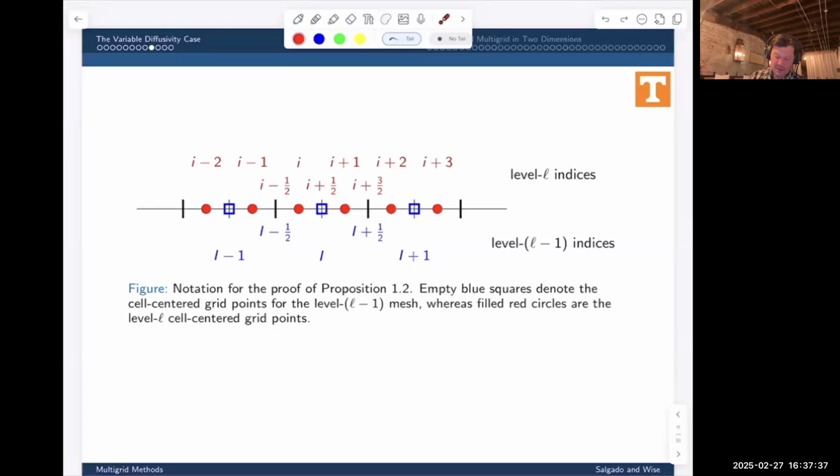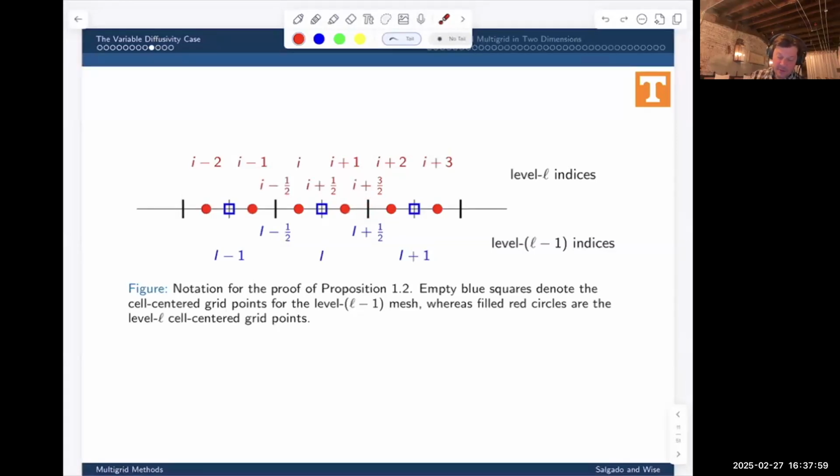So with respect to the coarse level, which is this guy, this point here is an edge point, and this point here is an edge point, and so on and so forth. So this point here gets labeled capital I minus a half. This point here, I plus a half.